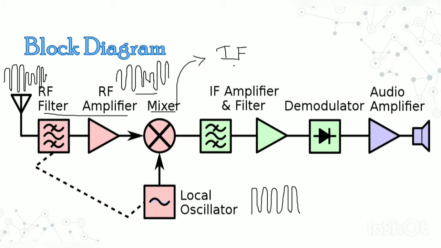This intermediate frequency then passes into our IF stage, where the IF amplifier and the filter provide most of the gain for our signal and filtering. Then the output of this IF stage passes into a demodulator circuit where our signal gets demodulated, and this output of the demodulator is then applied to the audio amplifier where the signal is amplified. This is how the superheterodyne receiver works.